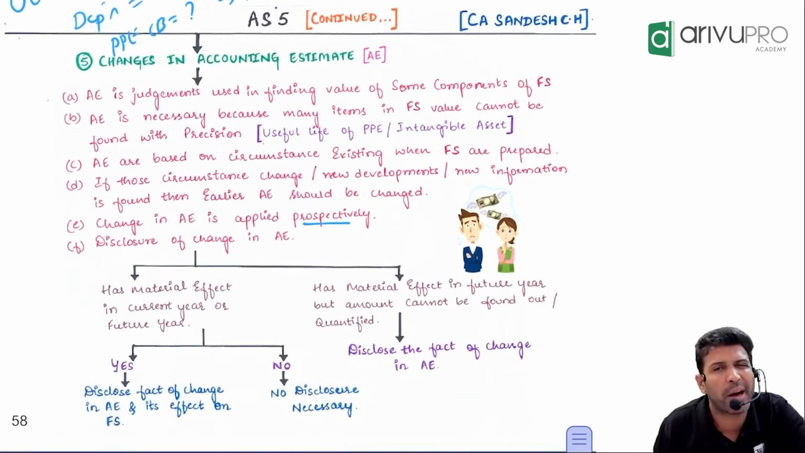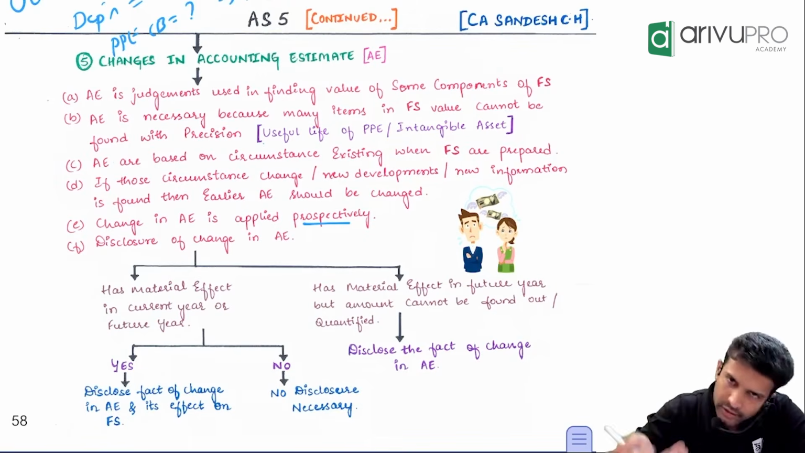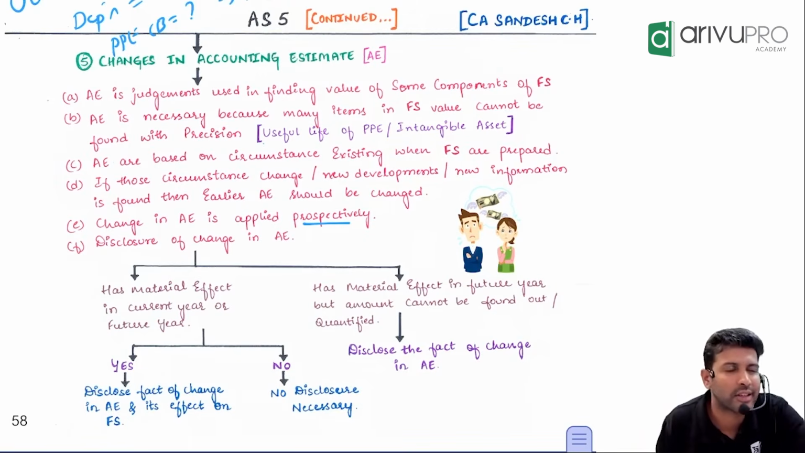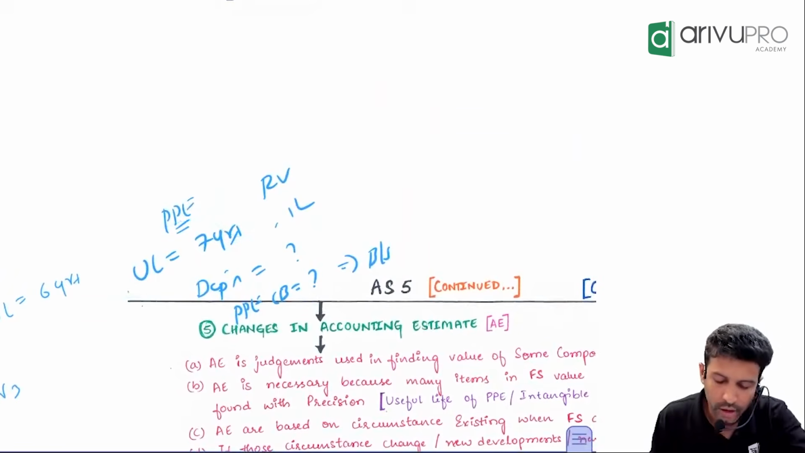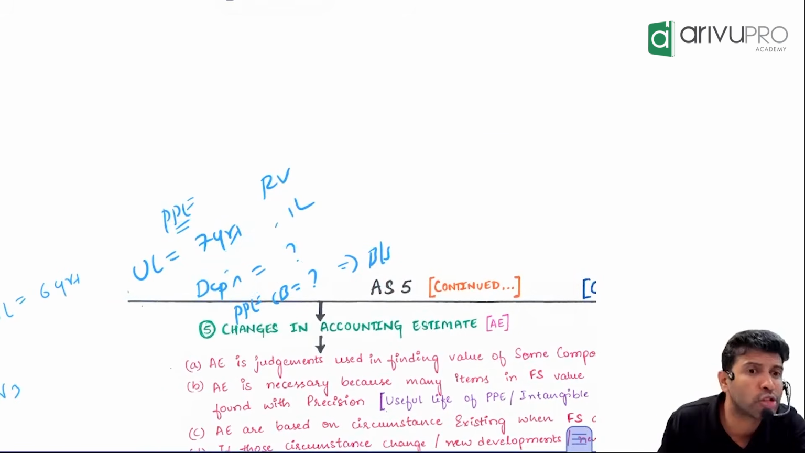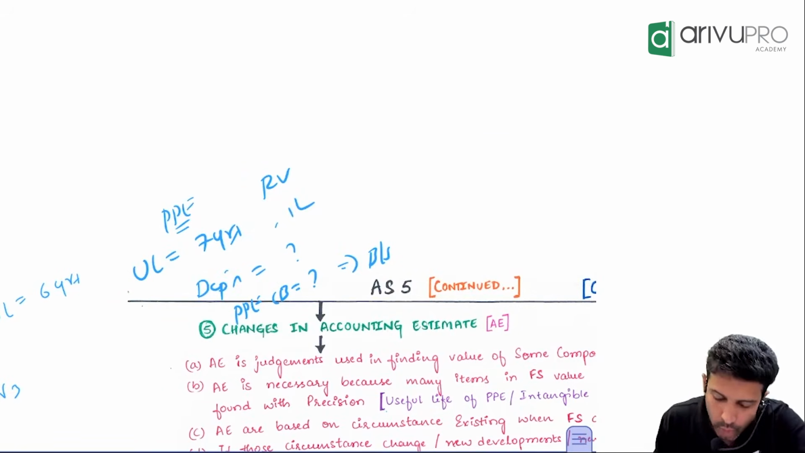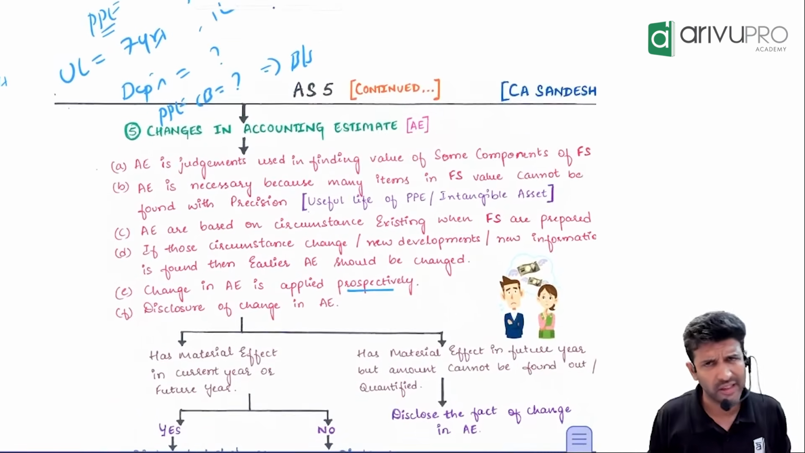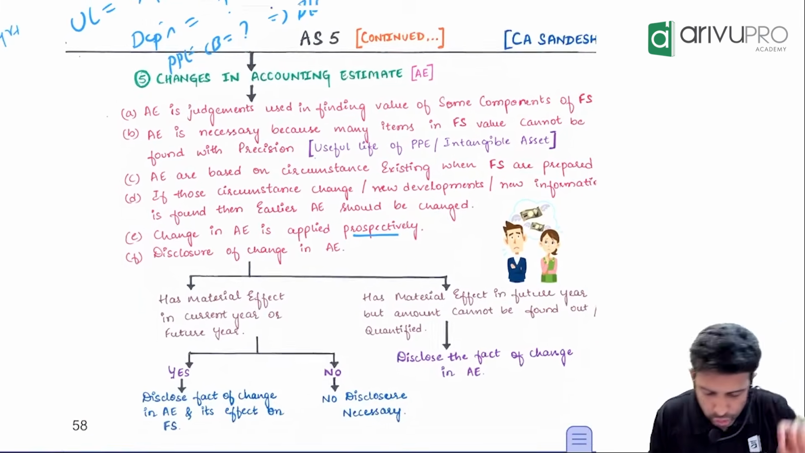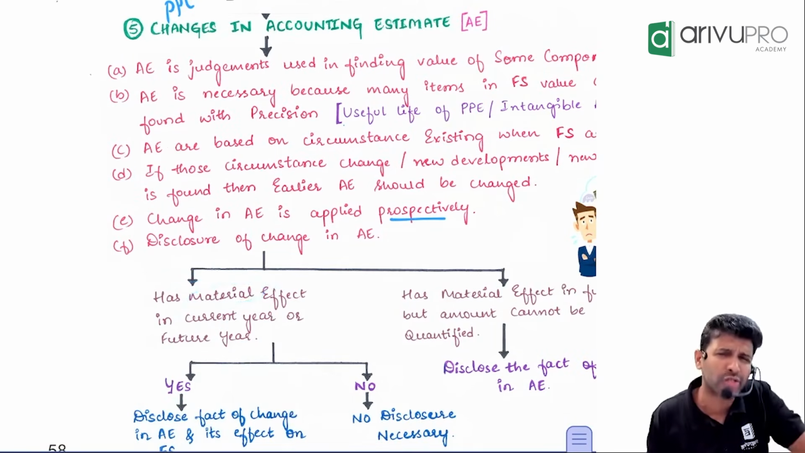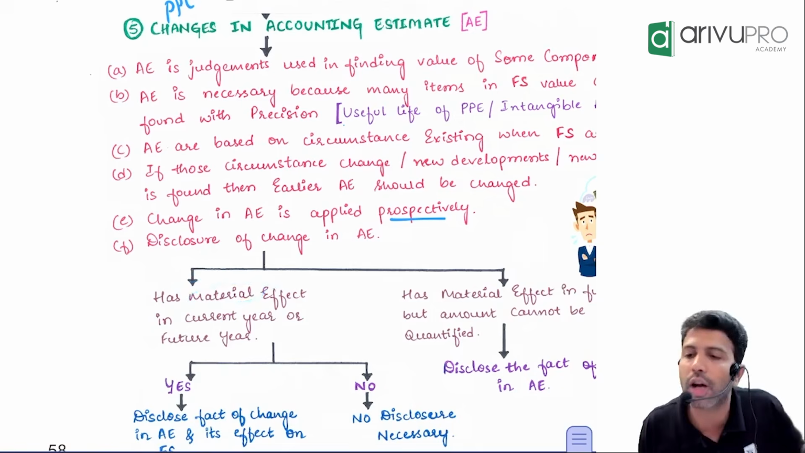Now, the last part, disclosure. This disclosure is the same for accounting estimate as well as accounting policy. Sir, whenever you change an estimate, like here, if life or residual value changes, depreciation will also change. What about the PPE's carrying amount? It will change. That means what the standard is saying is, whenever you change an estimate, your financial statements will get impacted. So first check whether it is a material impact or a small effect.